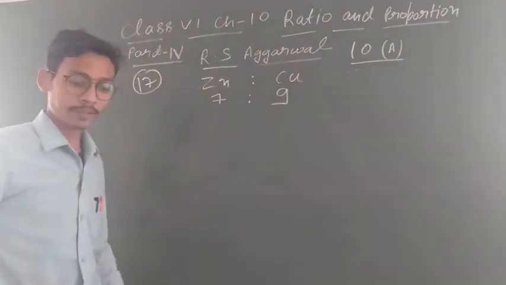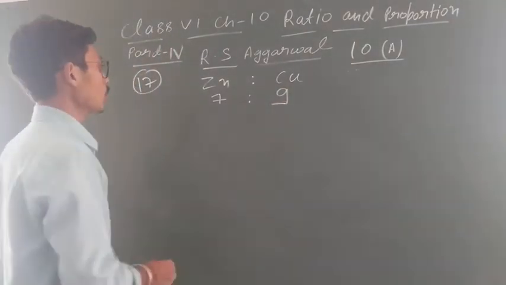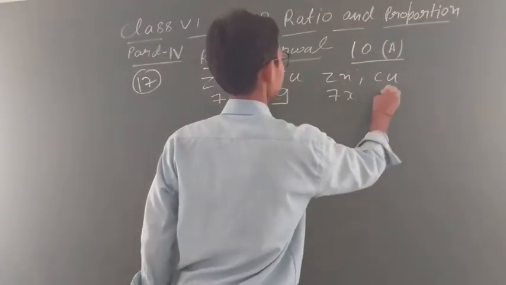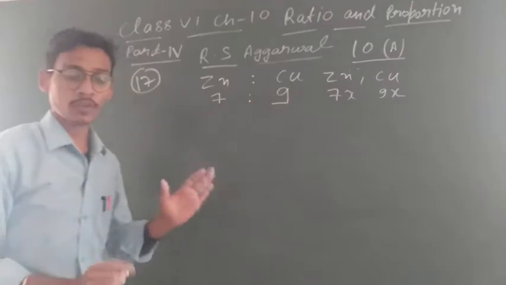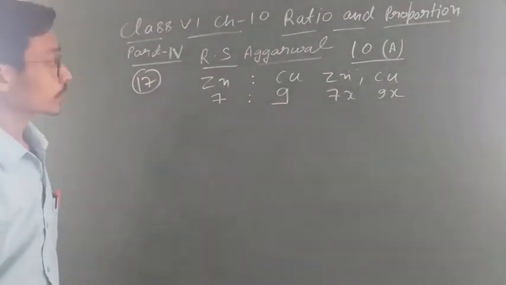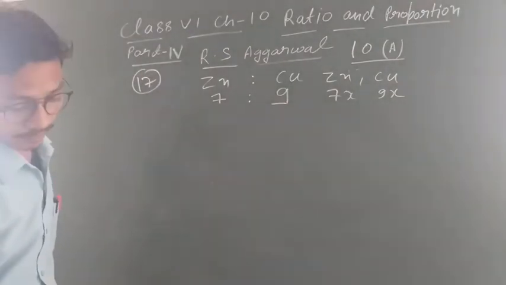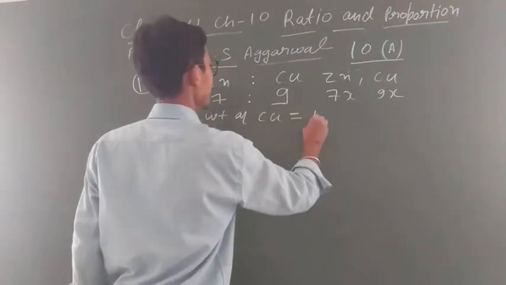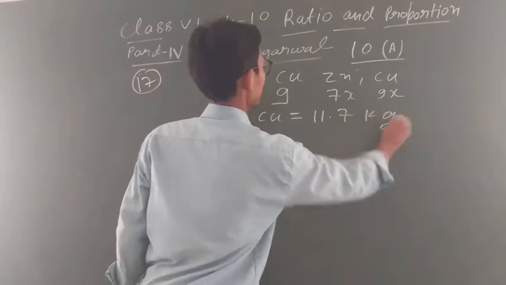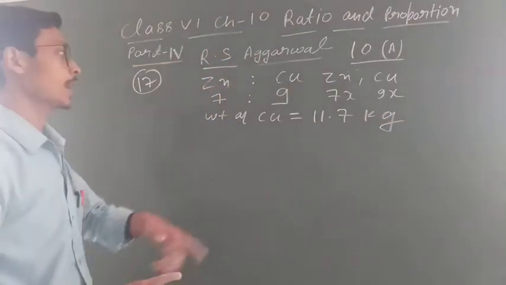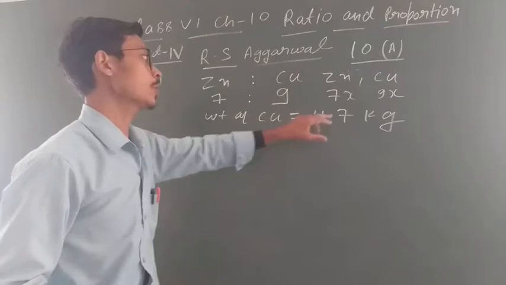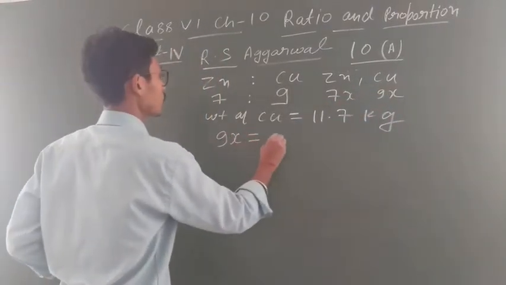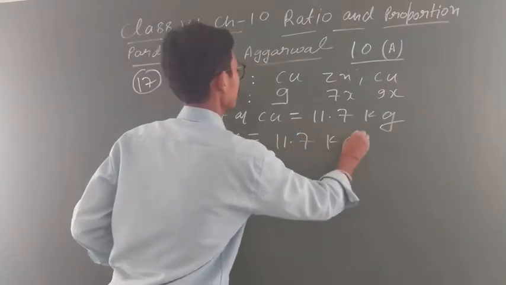7:9. Clear everyone? So we can write down zinc and copper equal to 7x and 9x because this is given in ratio. Next is the given weight of the copper, that is, weight of copper is equal to 11.7 kilogram. Now see students, here you have to find out weight of zinc. So one thing you know, here weight of copper is 9x. We can write down 9x is equal to 11.7 kilogram.